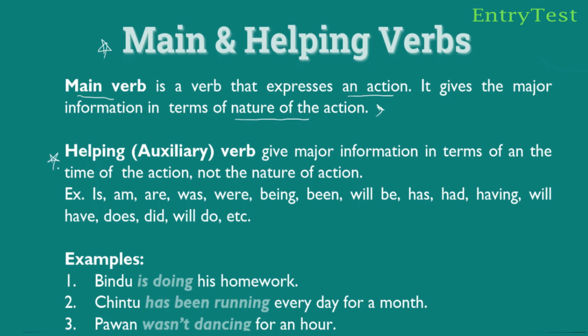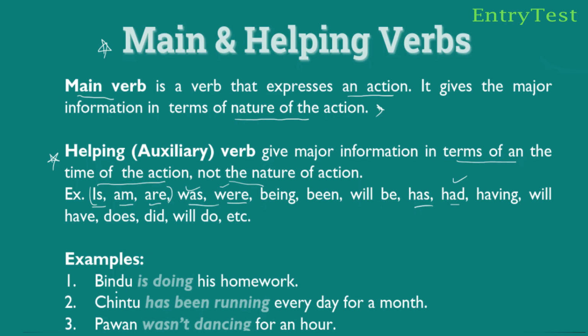But helping verb is very important. Helping or auxiliary verbs give major information in terms of the time of the action, not the nature of the action. So ये help करते हैं main verb को, ये बताते हैं कि time कब हुआ, when was the action being happen. Alright, so it is again related to the tenses. So for example, helping verb are is, am, are. All these three are used in present tense. And was, were, has, had, these are like, had is used in past tense, was, were is also used in past tense, has is used in present perfect tense. So you need to go and watch the tenses session, जिससे आपको और भी कई सारे helping verb पता चलेंगे. हम यहाँ पर सिर्फ identify करेंगे, so it's pretty easy.